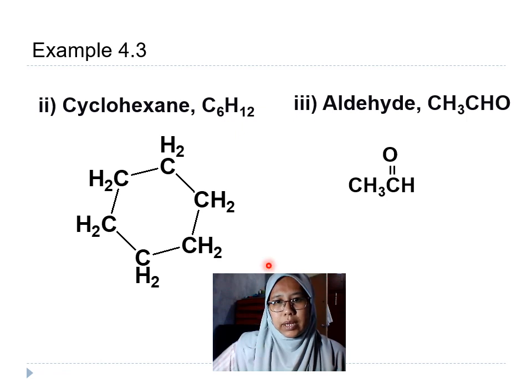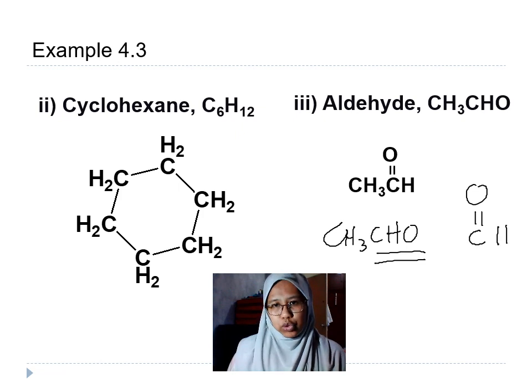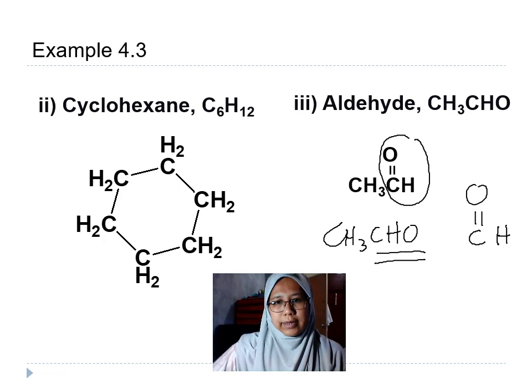This is a carbonyl group. So you need to draw the double bond, or you can write this, CH3CHO. Basically, CHO is representing C double bond O, H, this part of the aldehyde.